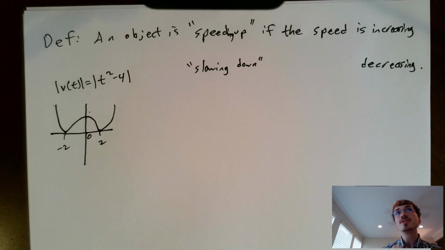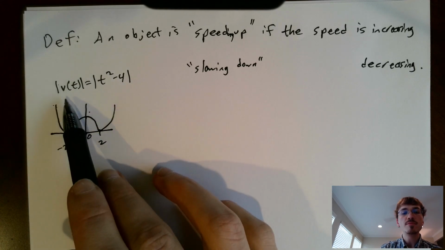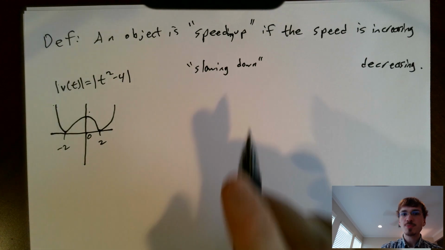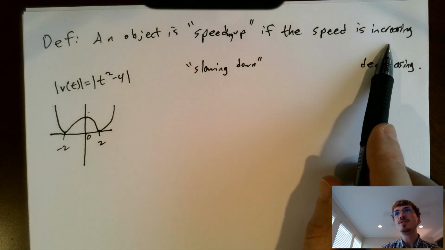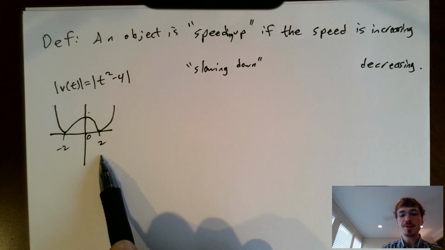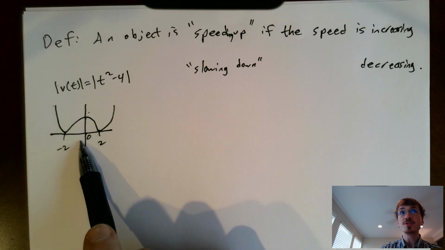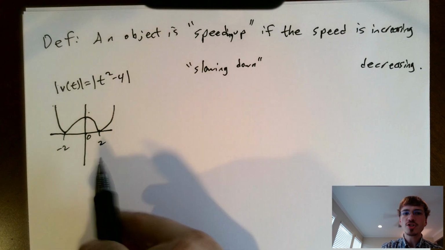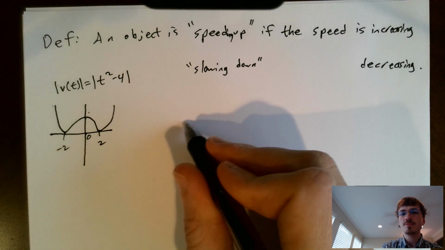So if a particle has this speed function, where is it speeding up? Pause the video, try to see if you can answer that question. So the object is speeding up if the speed is increasing. What feature of this graph do we look at if we want to see where it's increasing? We look at the slope of this graph, right? So if it's increasing, I need to know where the slope of this graph is positive.